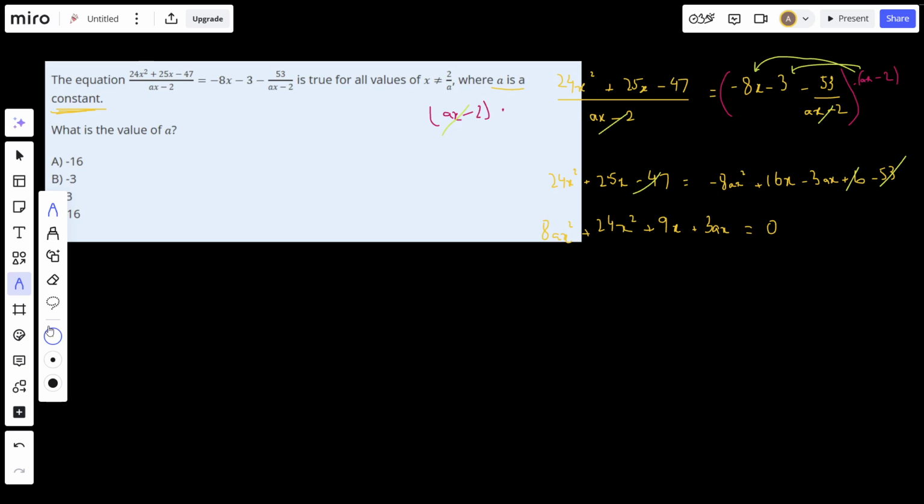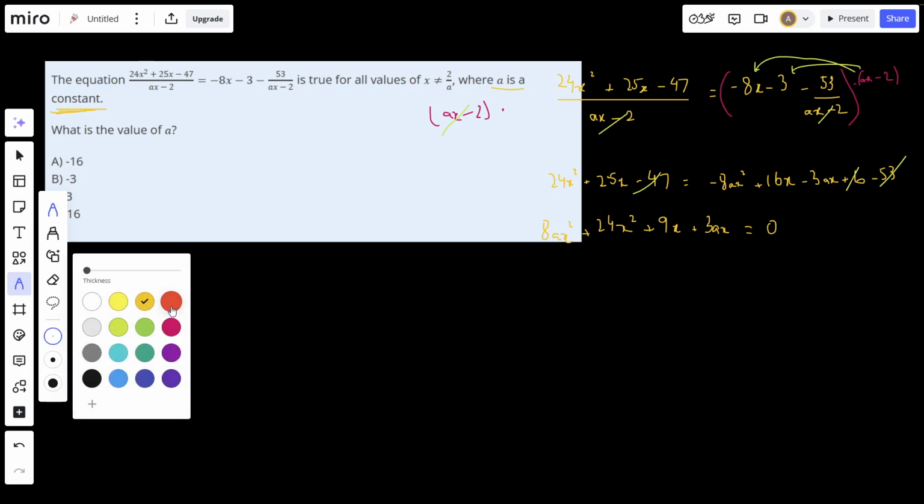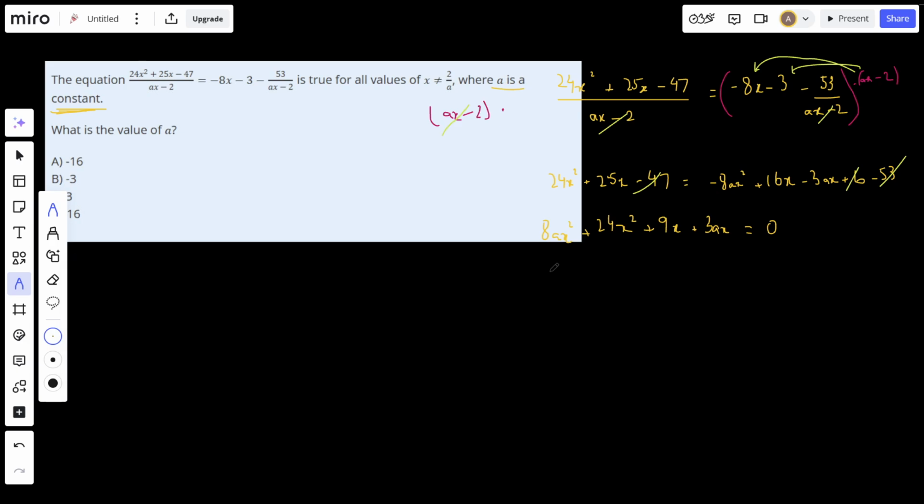It's a constant. So let's try x equals 0. Well, if we try x equals 0, what happens is that we get a 0 on everything, and that's not very helpful, right? Because we'll have 8ax squared, 8a times 0 squared becomes 0, 24 times 0 squared becomes 0, plus 9 times 0 becomes 0, plus 3a times 0 becomes 0. So we'll have all zeros, and that's not helpful because we want to find the value of a, right?